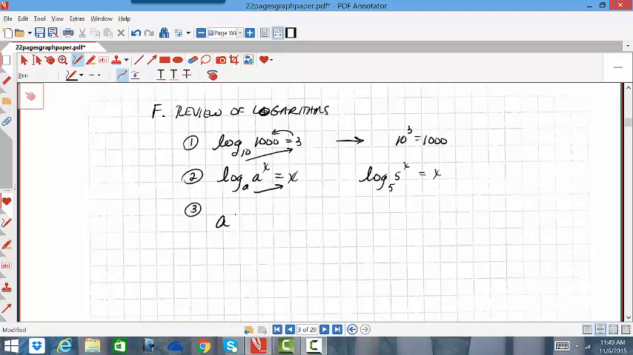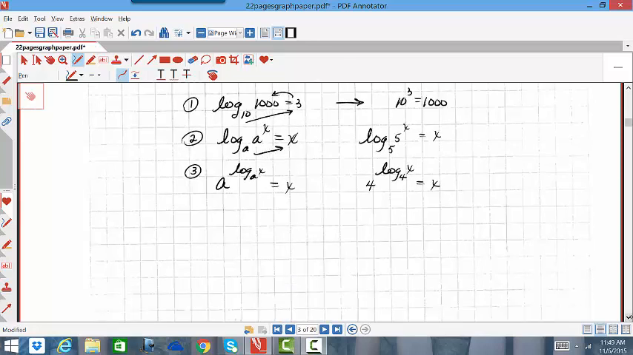Suppose we have a to the power of log base a of x. That's kind of an interesting one. That equals x. Using numbers makes it a little more clear to see: 4 to the power of log base 4 of x will equal x. Okay, and we've already discussed the change of base formula.